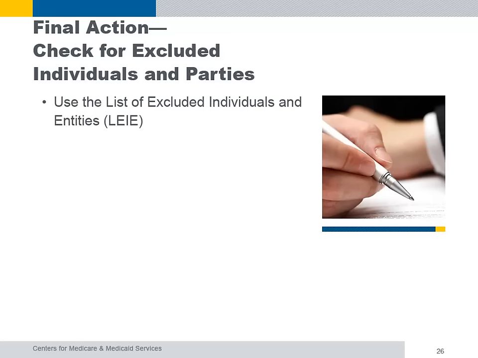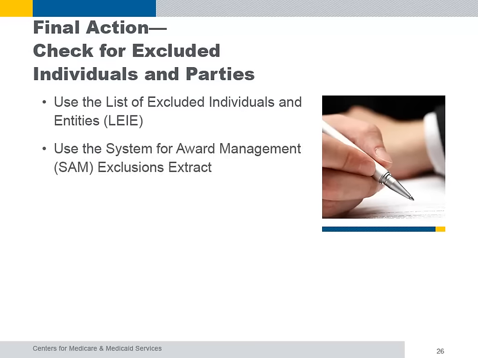As indicated earlier, individuals placed on this list are excluded from all federally sponsored health programs, including all state Medicaid programs. In the past, providers were also encouraged to check the excluded parties list system. This has been replaced by the exclusions extract on the System for Award Management, SAM.